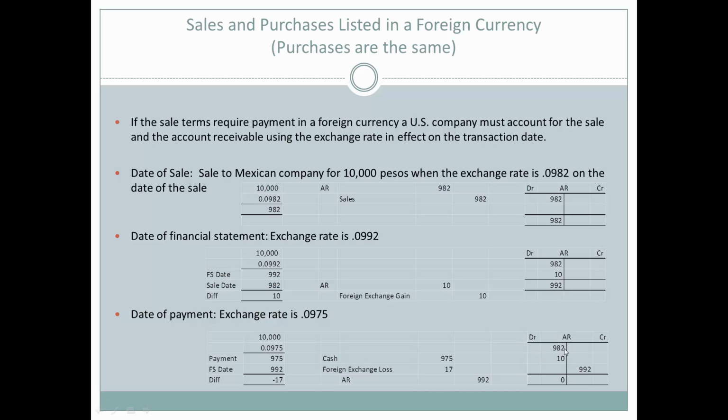So let's look at how our T account is shaping up. Our sale date was $982, and then we recognize the foreign currency exchange gain of 10, and now we're going to recognize the fact that we're paying off this accounts receivable. So the accounts receivable will be credited in order to zero it out at $992. The cash the company will actually be paying out based on the foreign currency exchange in effect on the date of the payment will be $975. The difference between these two winds up being a debit, which will be a foreign exchange loss. And again, we would do the same thing using different accounts if we were making a purchase.